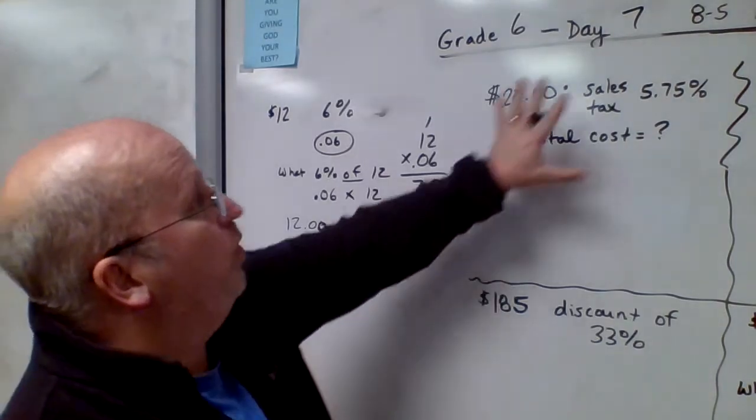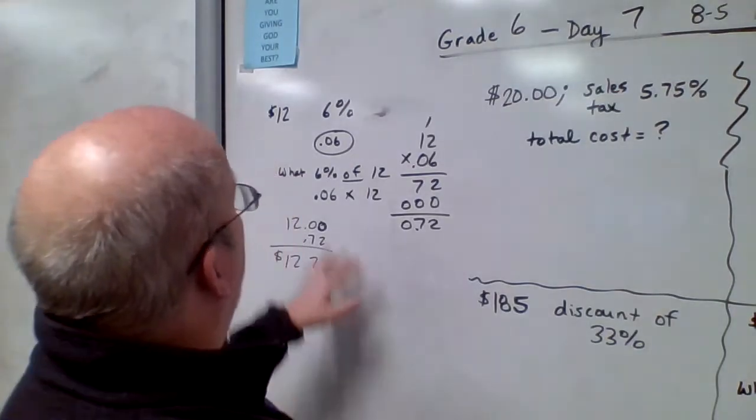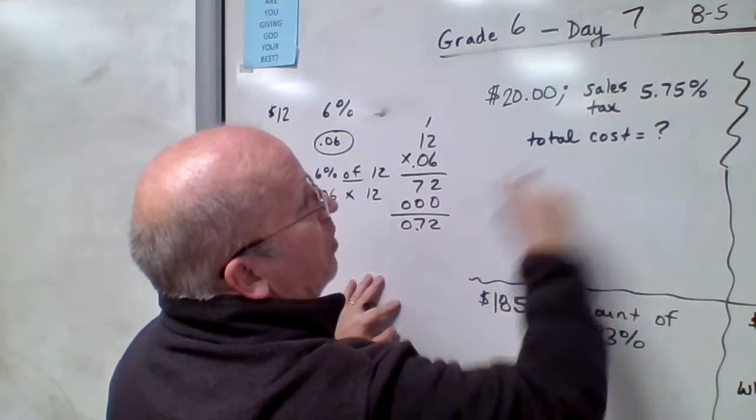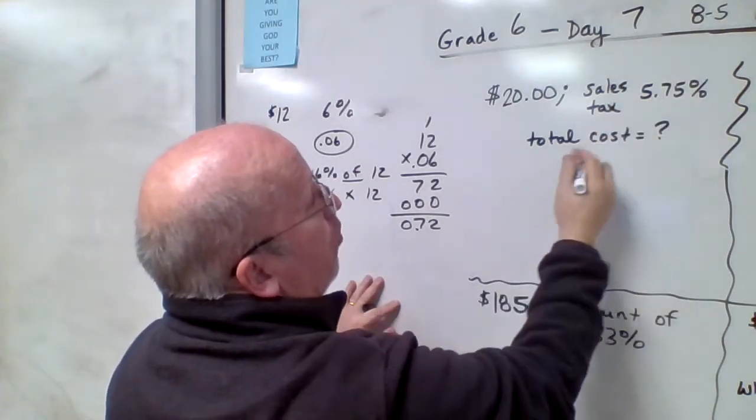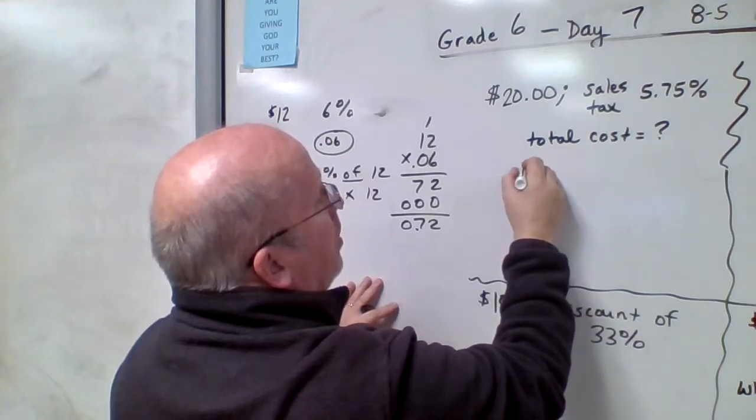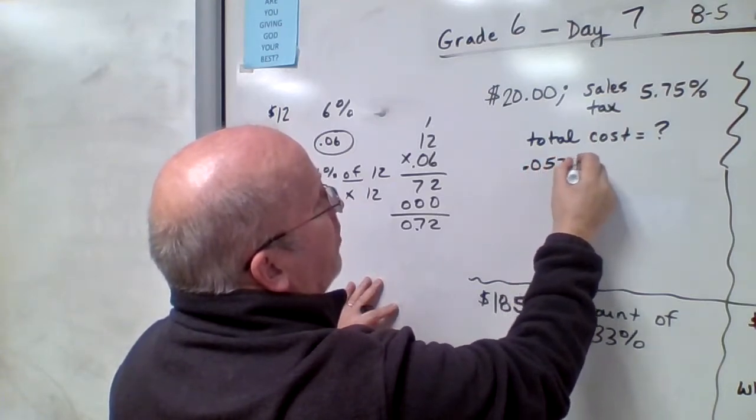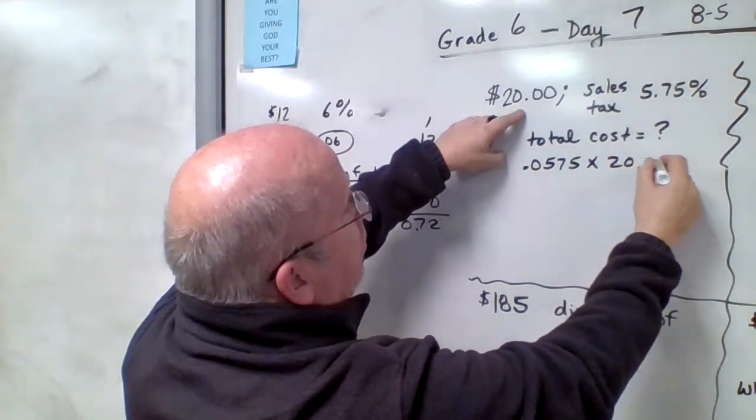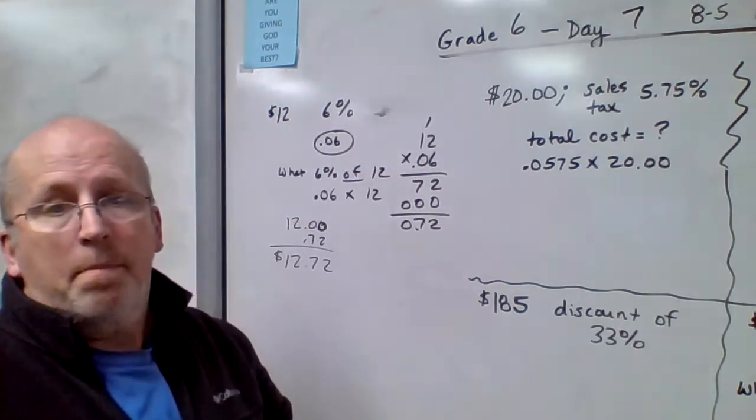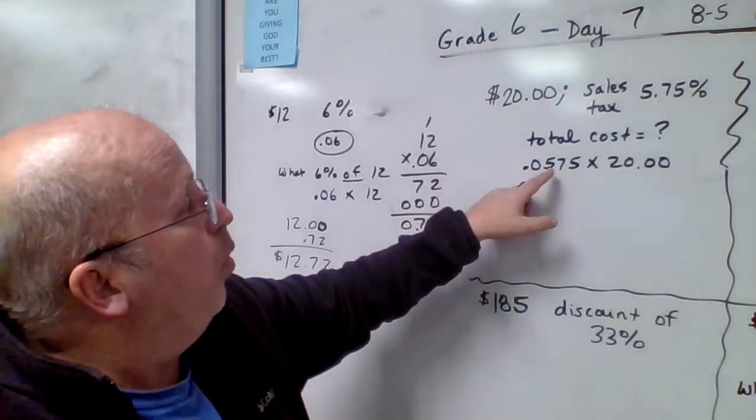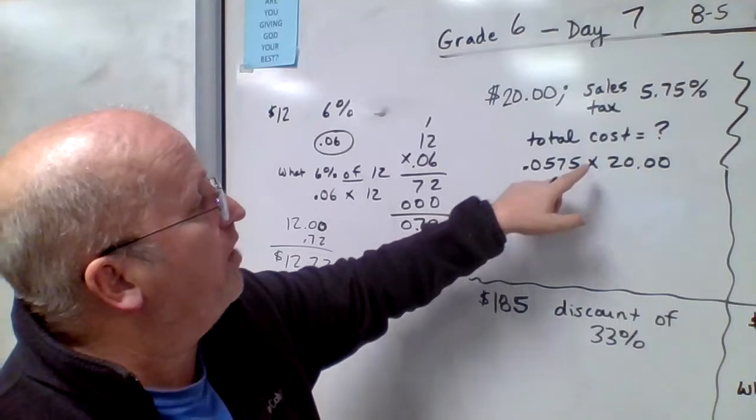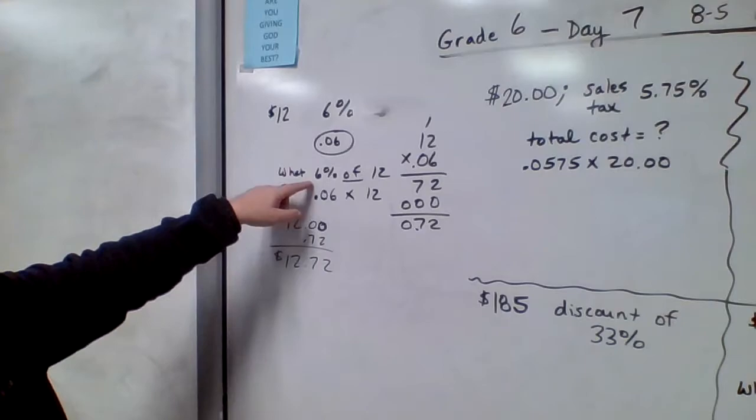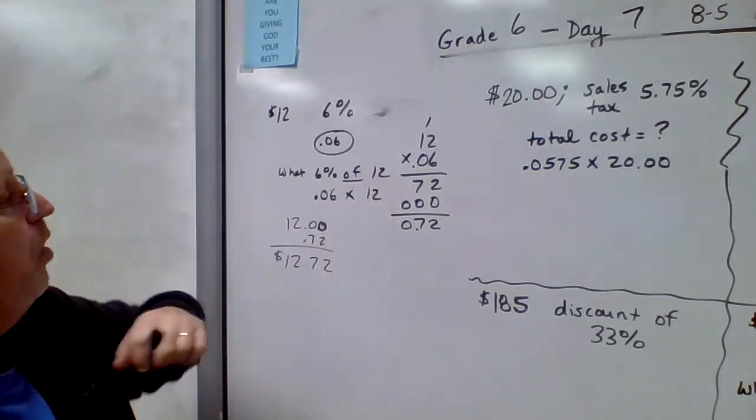So let's try that with this problem right here. As we did over here, I need to change this into a decimal value. I'm going to move the decimal 2 places over, and when I do that, I get the number 0.0575. And we're going to multiply it by the $20 price of the item. We're trying to figure out what 5.75% of the $20 equals, just like we did over here when we were figuring out what the 6% of the $12 is.